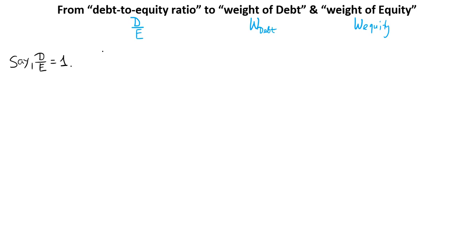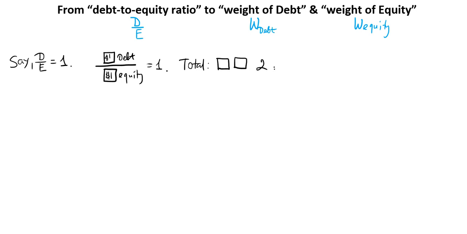What does it mean? It means for any amount of debt, this is debt, we have as much money in equity, right? So let's say this is $1. This is also $1. For every $1 that the firm has that's borrowed, it has as many dollars in equity, right? Okay, so this equals 1. And so what's the total? The total, it's like we have two boxes, right? 2. And so now we can go to the two weights.